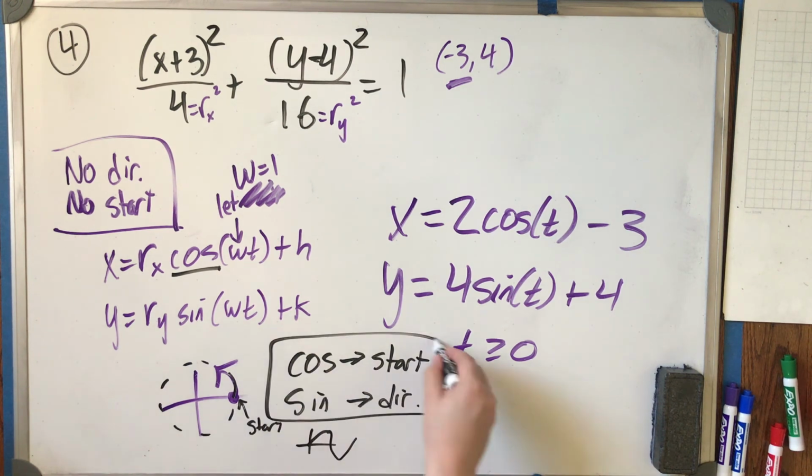So this is the key. That's what you need to remember. Whichever one is cosine is telling you where you're starting on the circle. Whichever one is sine is telling you which direction you're going to.